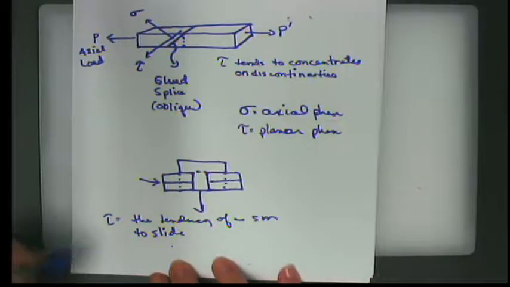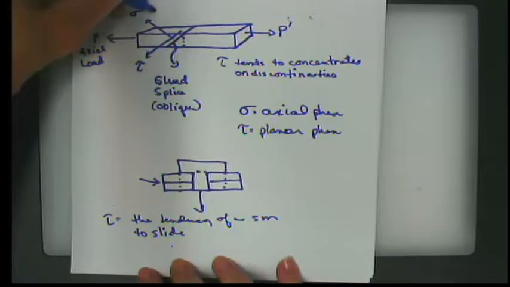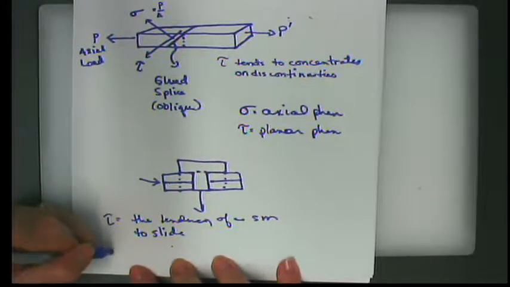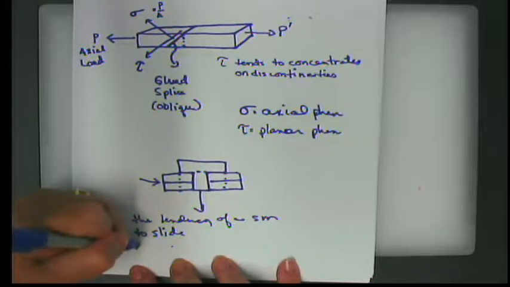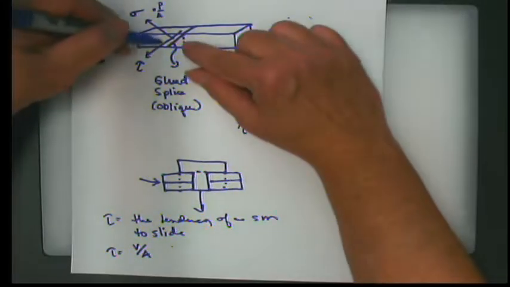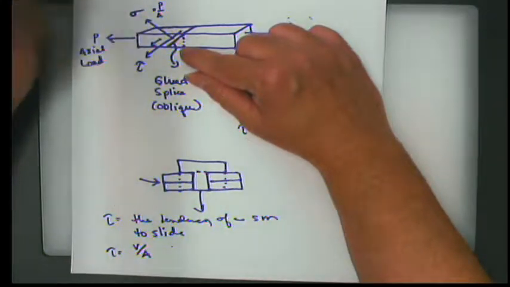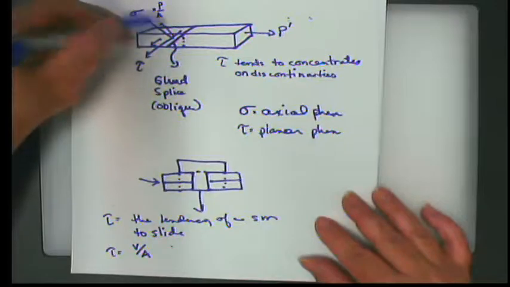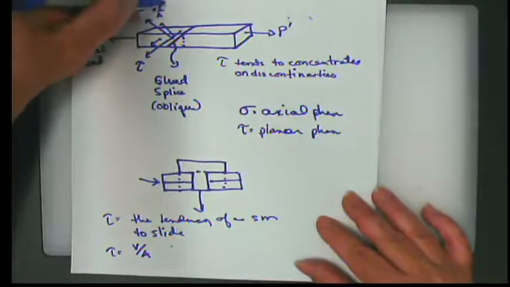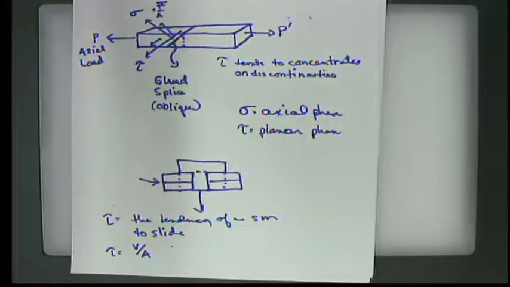So the interesting part is that we know that sigma caused by a load is P over A, and it turns out that tau is mathematically just as simple. It's V over A, which means that V is the component of the force in this direction, and P is the component of the force in this direction. Or we may, in this case, want to call it F because they're not perpendicular to each other. Okay.